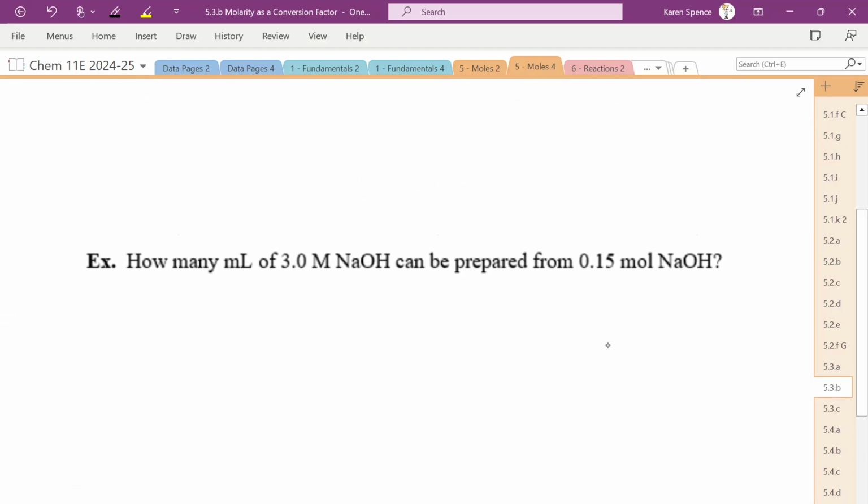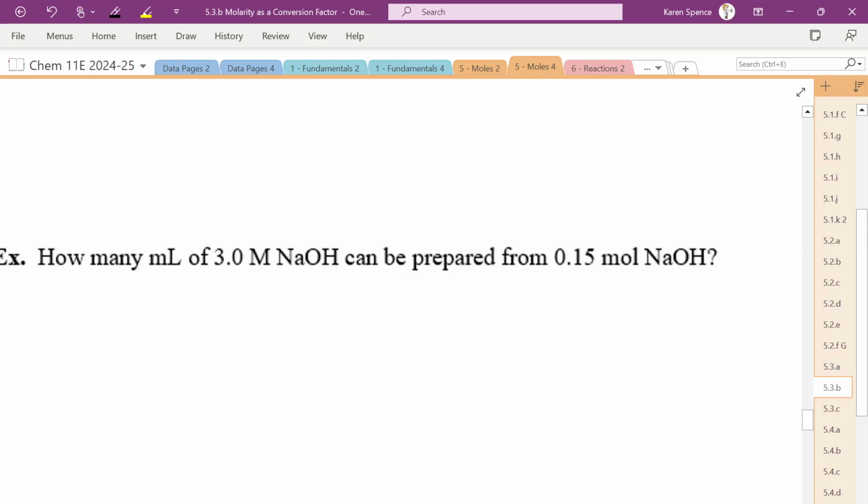All right, how many milliliters of 3.0 molar NaOH can be prepared from 0.15 moles of NaOH? Do you want to try that one? So this is on your next page, I think, from the one you were just on.